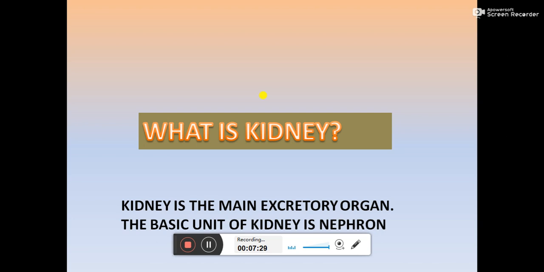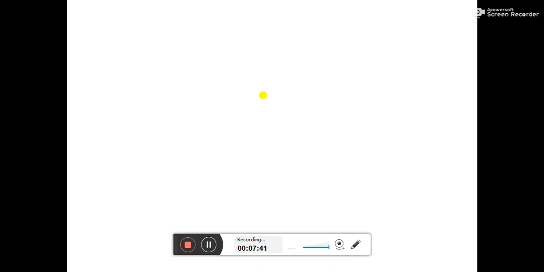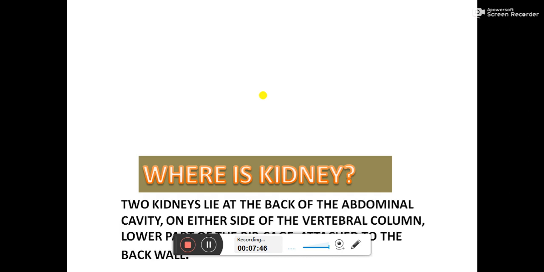Now we are going to talk about the kidney. What is the kidney? The kidney is the main excretory organ. The basic unit of a kidney is the nephron. So where is the kidney? The two kidneys lie at the back of the abdominal cavity on either side of the vertebral column, at the lower part of the rib cage, and attached to the back wall.